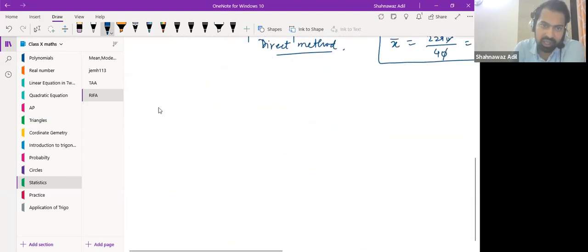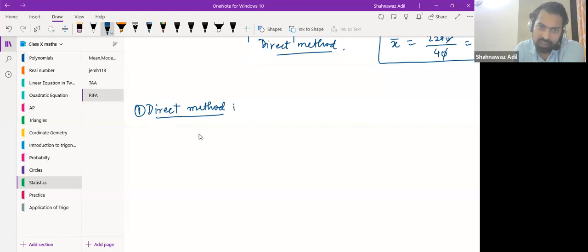So in the direct method, mean is represented by x bar. Okay, this is the representation. So I'm just writing it. So x bar is summation of fi xi divided by summation of fi.